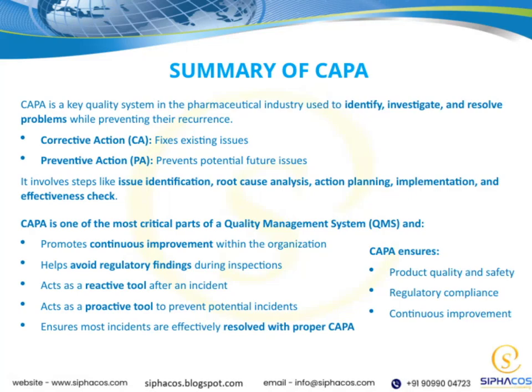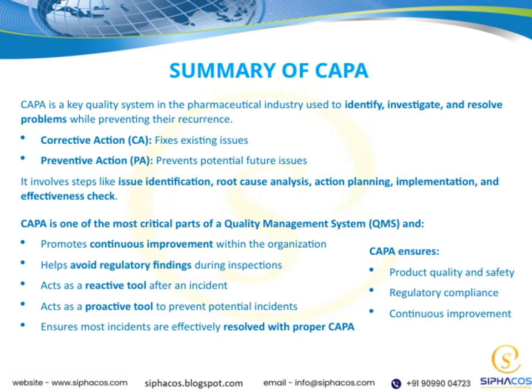Now, let's talk about CAPA and what it ensures within our quality system. First, it plays a crucial role in maintaining product quality and safety, making sure that everything we deliver meets the highest standards. It also helps us stay compliant with regulatory requirements, which is essential in our industry. Plus, CAPA encourages continuous improvement, so we're always working to make our processes better. CAPA is a key quality system in the pharmaceutical industry. It's used to identify problems, investigate their root causes, and resolve them effectively, all while preventing similar issues from happening again.